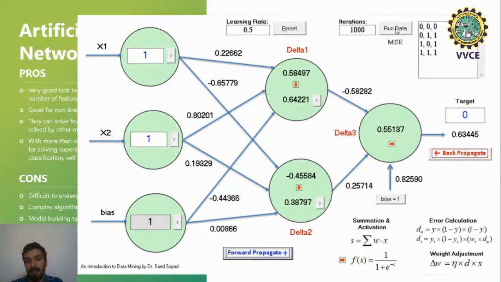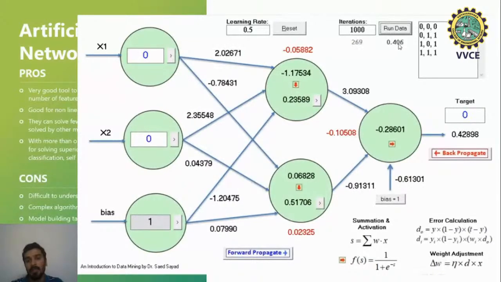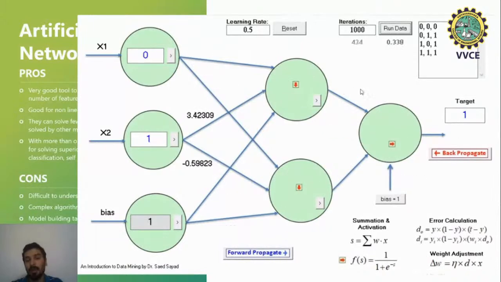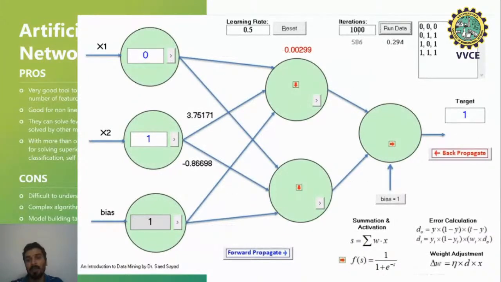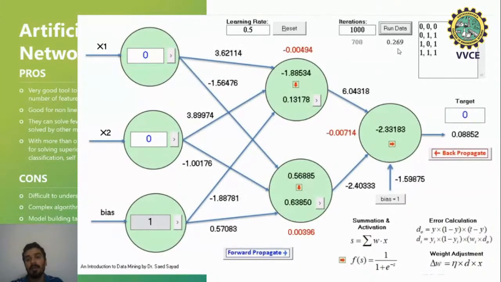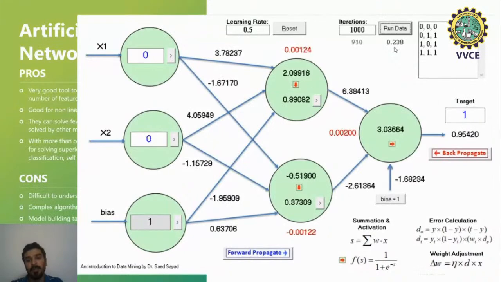Okay, let me just click on this run data. If you see here, the error keeps decreasing, which means the model is becoming less and less erroneous, or the model has less error in each of the epochs. So after 1,000 epochs, our model error has reduced to, let's just wait for 1,000 epochs to finish, 0.228. But if you see, the error is still decreasing, right? So probably 1,000 epochs is not enough. We may have to run it for another 1,000 epochs.